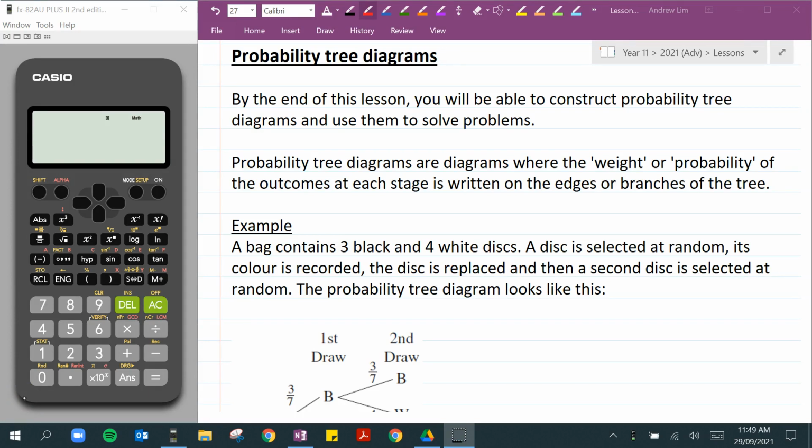By the end of this lesson, you'll be able to construct probability tree diagrams and use them to solve problems. So what are they? Probability tree diagrams are diagrams where the weight or the probability of the outcomes at each stage is written on the edges or the branches of the tree.